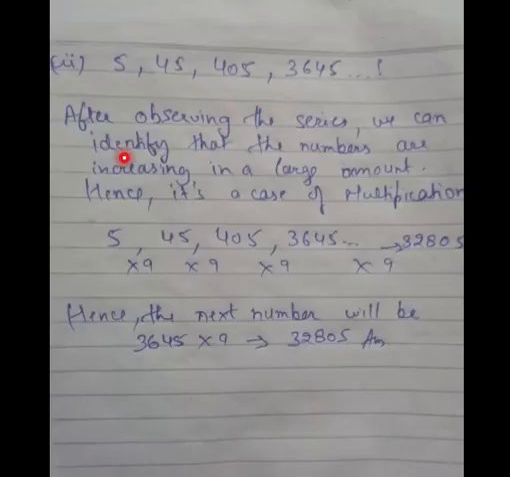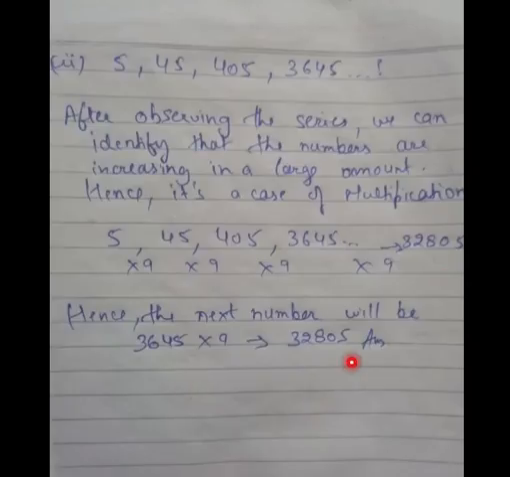So here I have written, after observing the series, we can identify that the numbers are increasing to a larger number. Hence, it's a case of multiplication. So 5 and 45, it's a multiplication of 9. Similarly, we get 45 into 9, 405, into 9, 3645. So here we can see the pattern that every second number is a multiple of 9 of the first number. So the next number should be 3645 into 9, which is 32805. The same answer.